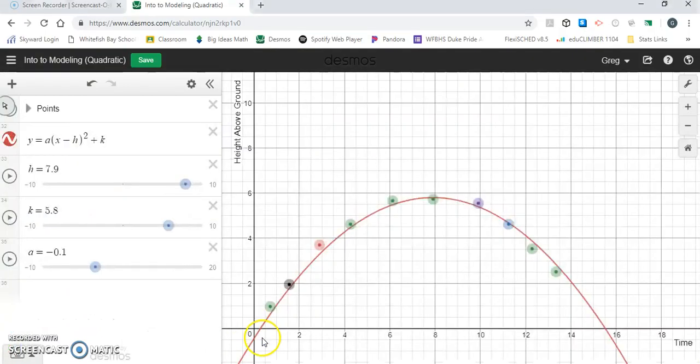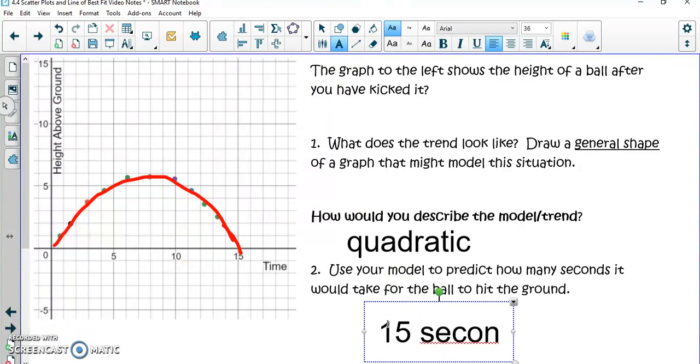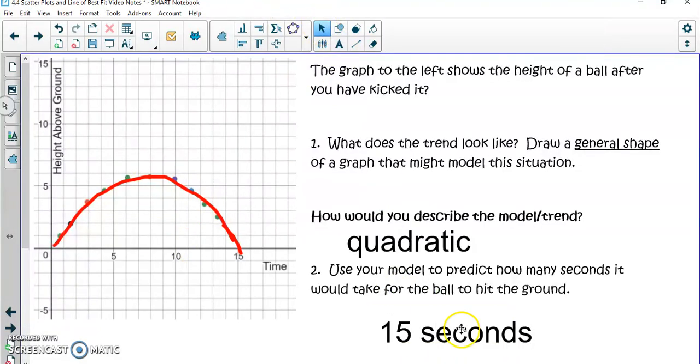I drew in that path here, so you can see the path I modeled in red. I think it's going to hit the ground, I don't know, maybe about 15 seconds. And that's what we would see here on the one that we drew. If we continue to draw it, I think it would probably hit the ground just about 15 seconds. So we saw a trend, we drew the trend, and we used the trend to answer a question.